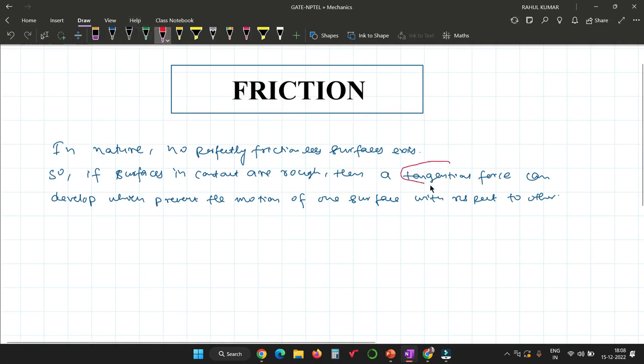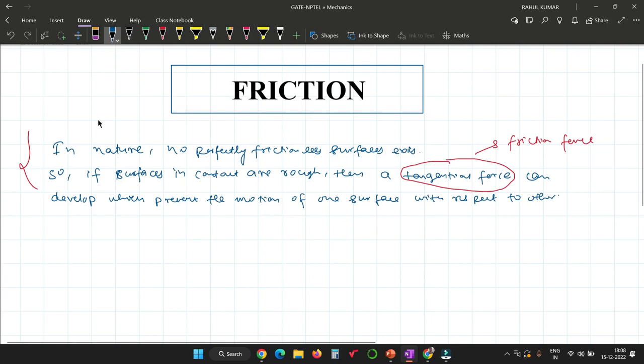And this tangential force is called friction force. When the surface is rough and you apply an external force to move an object, there will be a tangential force which acts in the opposite direction of your external force, which will prevent the motion of one surface with respect to the other.